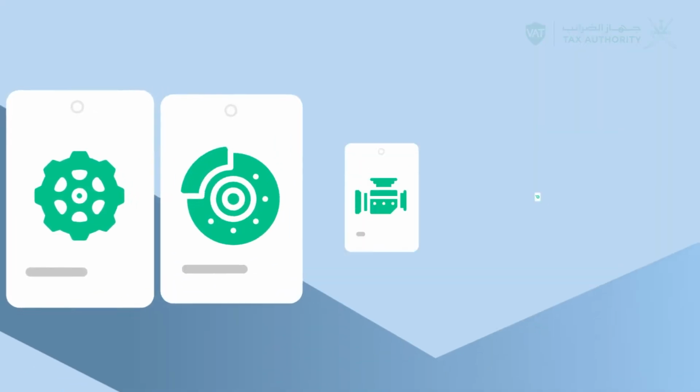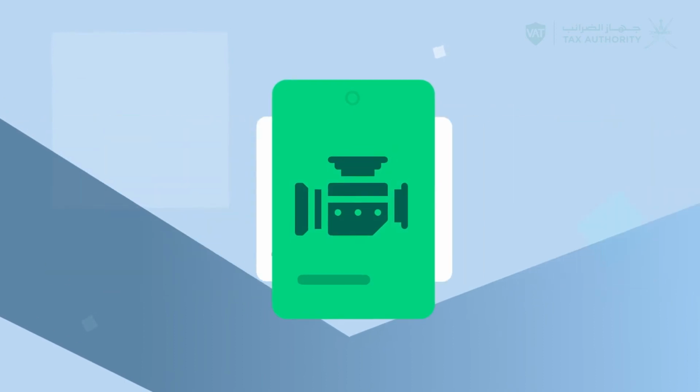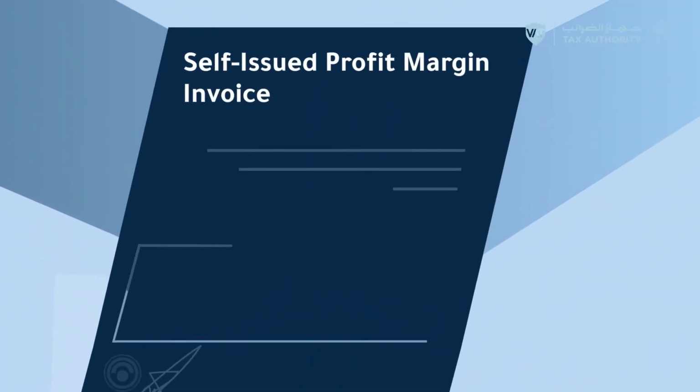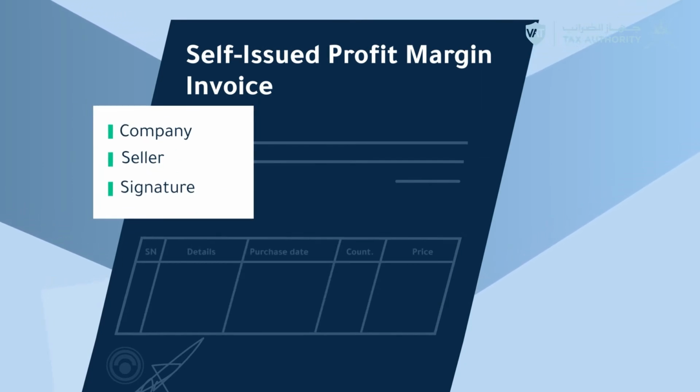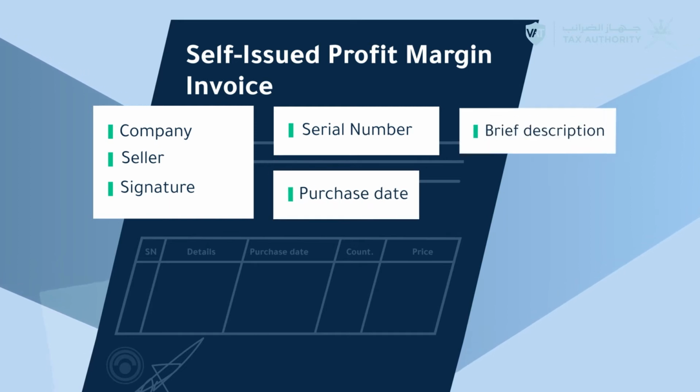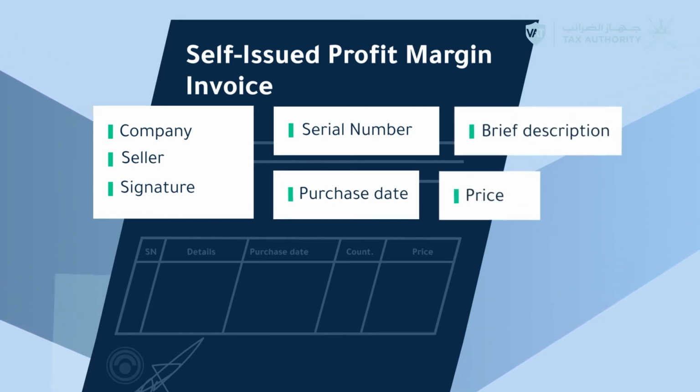If the person that you have purchased the used goods from isn't registered for VAT, then you must issue a self-issued profit margin invoice, which includes details about you and the seller and their signature, the invoice serial number, purchase date, and brief description of the goods purchased and its purchase price.